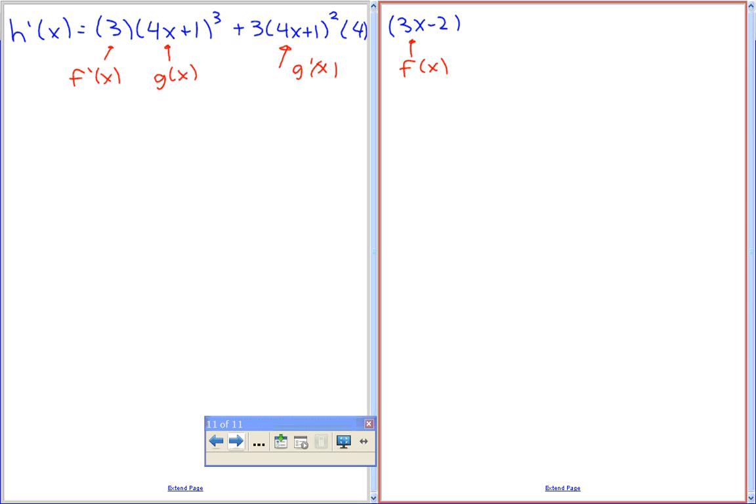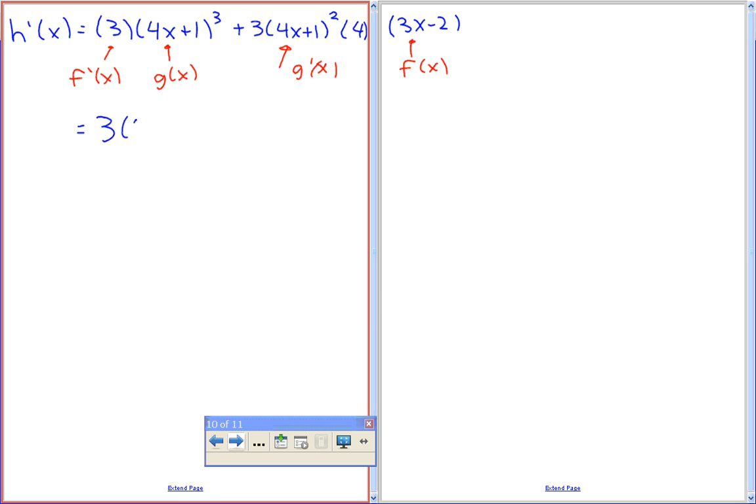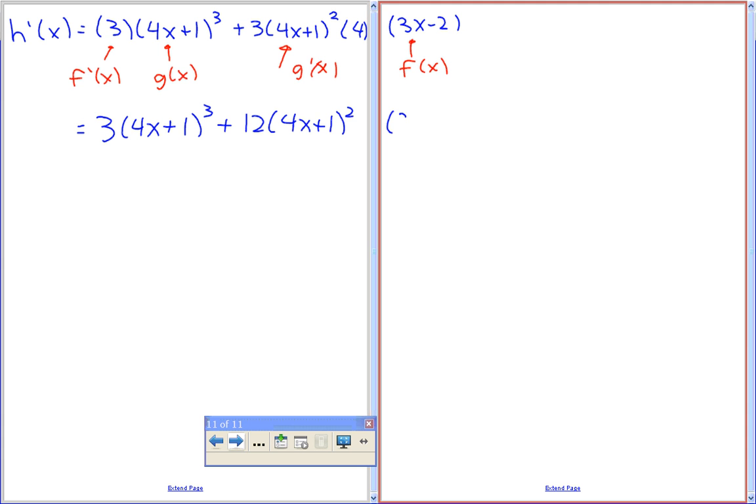That is product rule with the chain rule together. Please do not expand this, okay? We are going to do some factoring, though. We're going to call this 3 bracket 4x plus 1 cubed plus 12, 4x plus 1 squared, and 3x minus 2.